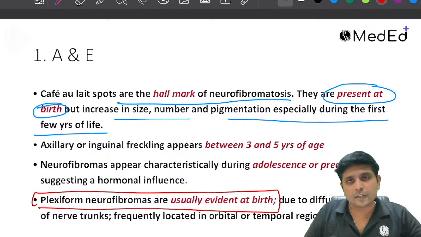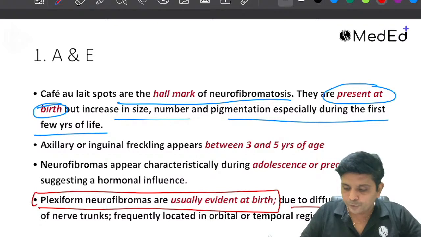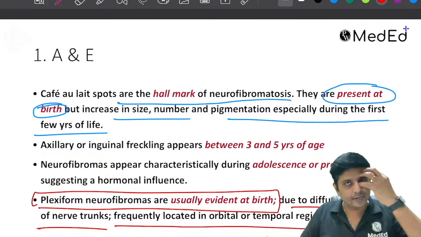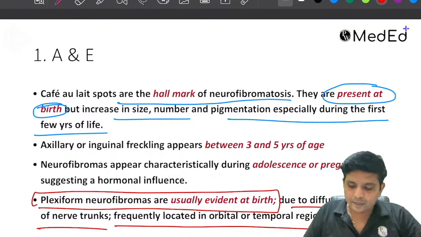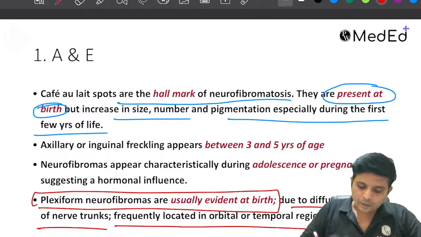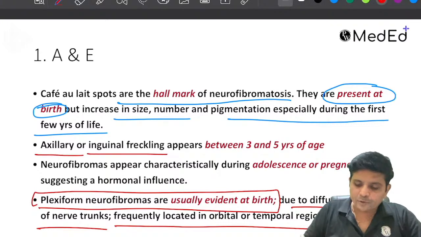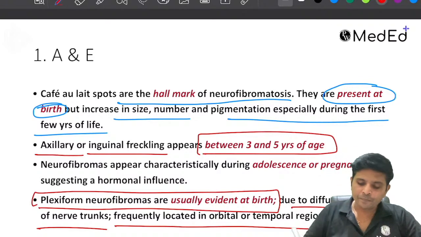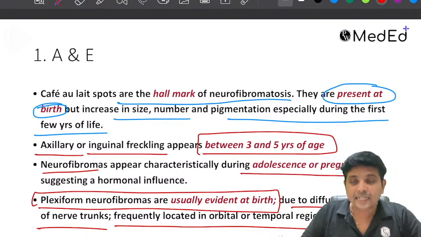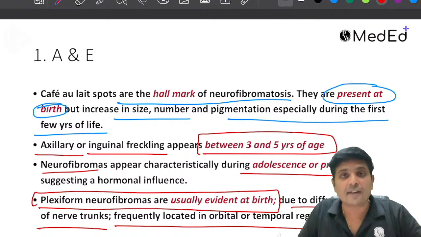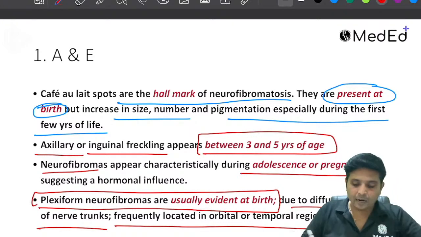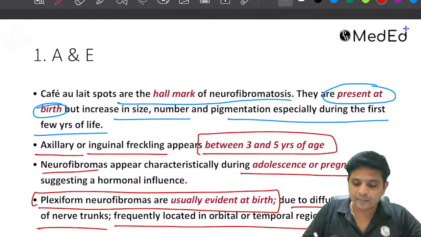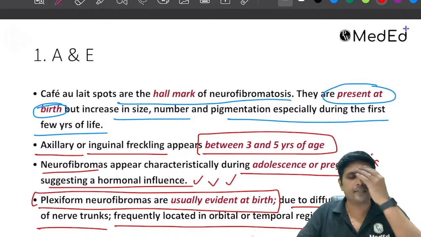And you all know what plexiform neurofibroma is? Diffuse thickening of the nerve trunks, frequently located in the orbital or temporal region. That's it. Look here, axillary freckling and inguinal freckling usually appear between 3 to 5 years of age. And look here, neurofibroma characteristically increases in size after adolescence or after pregnancy because of hormonal influences.